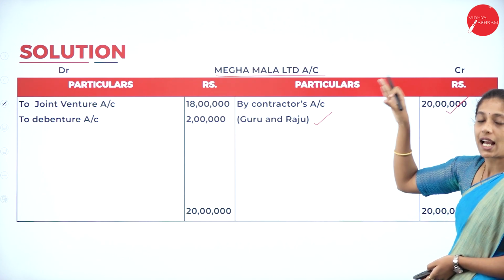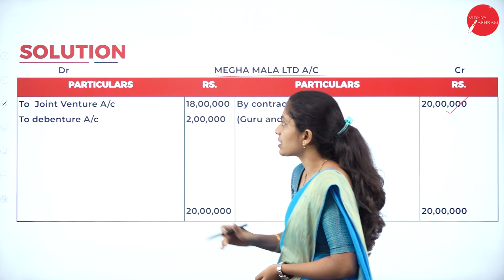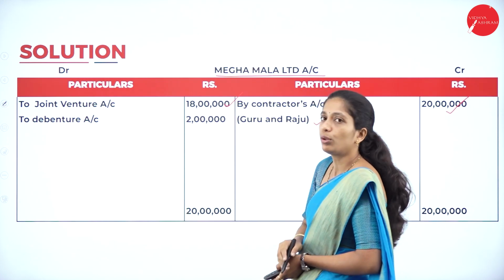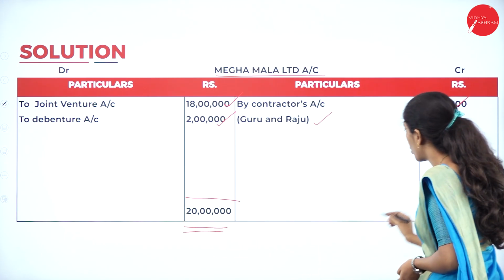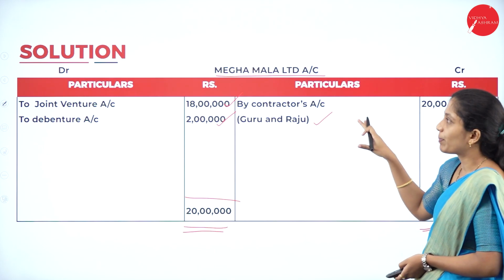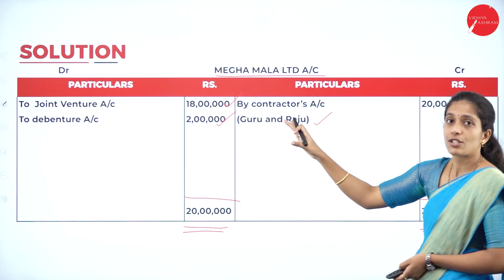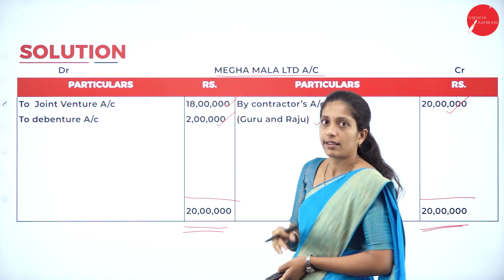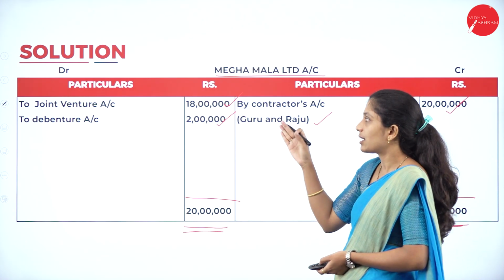Now how has this 20 lakh been paid? That is 18 lakh in the form of cash and 2 lakh in the form of debentures. So to joint venture account, that is in the form of cash 18 lakh. Next to debenture account, how much? 2 lakh. So if you total, the total contract price is 20 lakh. Here a simple account has to be prepared. First we will record the total contract price 20 lakh, and then how this contract price has been received: to joint venture account 18 lakh in the form of cash, next to debenture account 2 lakh in the form of debenture.